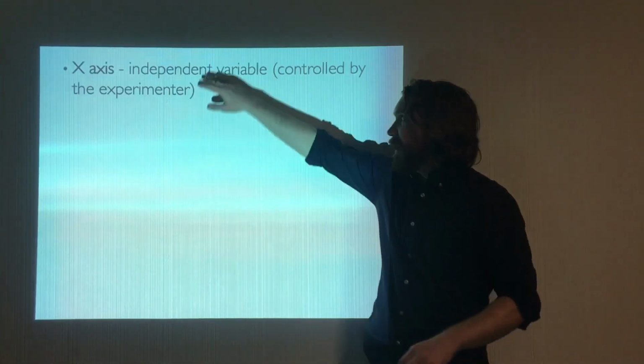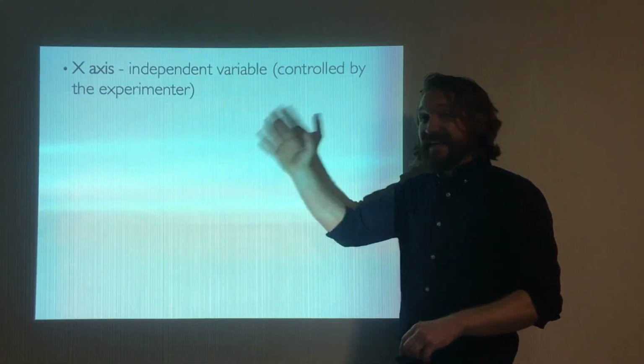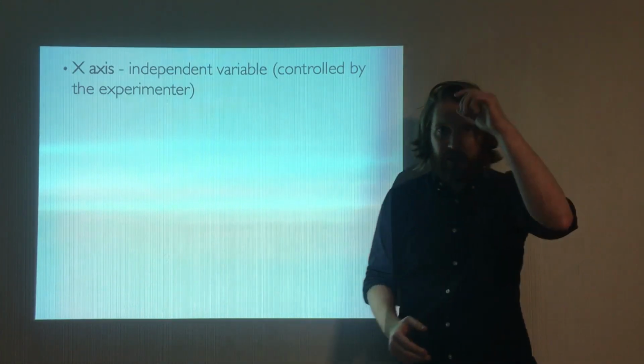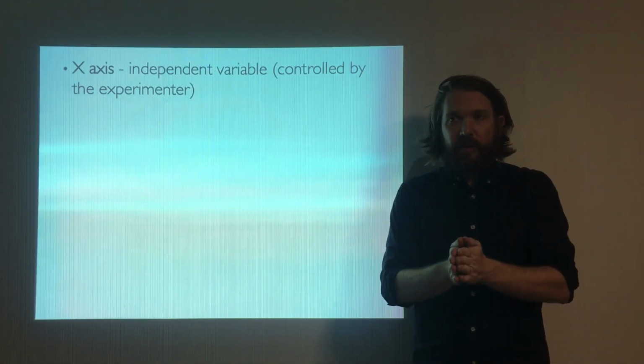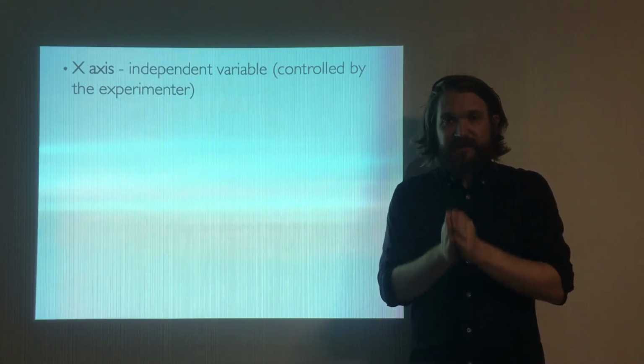All right, so let's go back here and talk about the variables that go on these axes. On your x-axis, that's the flat one, the horizontal one, we have what's called the independent variable. This is the variable that the experimenter controls. This is the thing that you are changing.